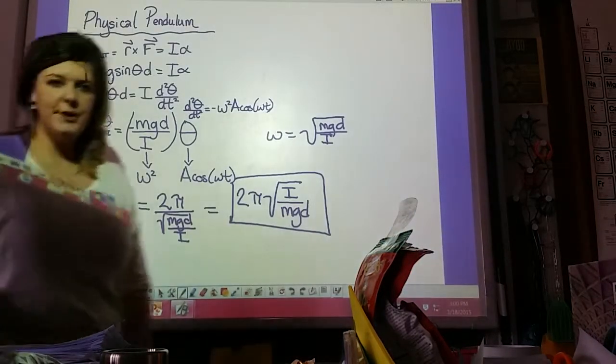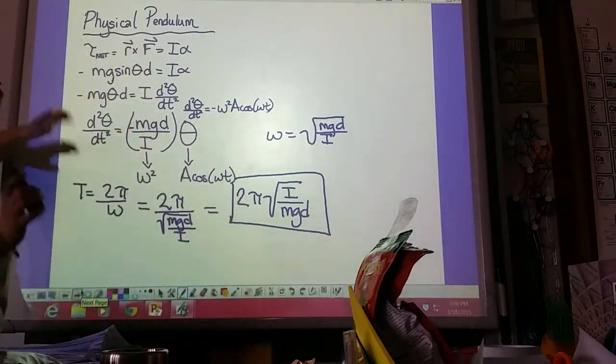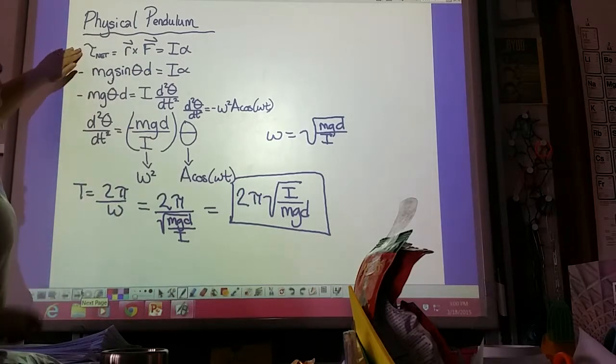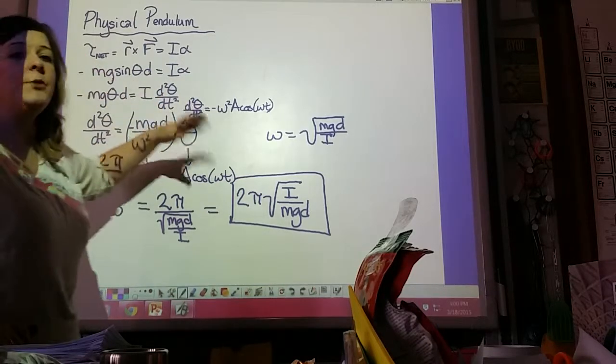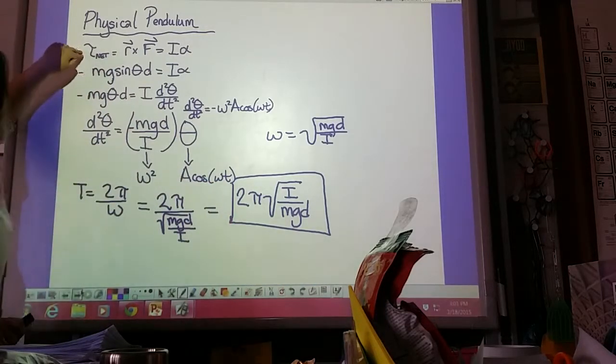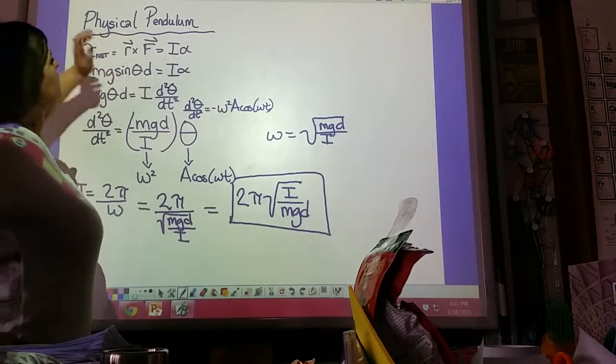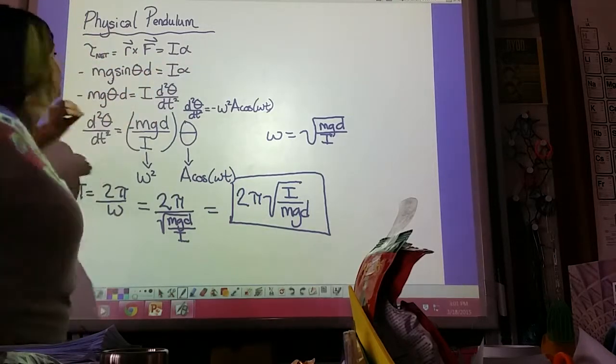Okay, so a physical pendulum is very, very similar to what we did with a simple pendulum. I'm going to use that second approach, the differential equation approach. So go back and think about net torque. I have R cross F, and that equals I alpha.